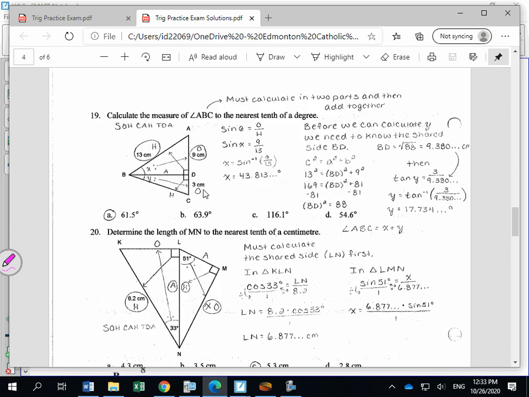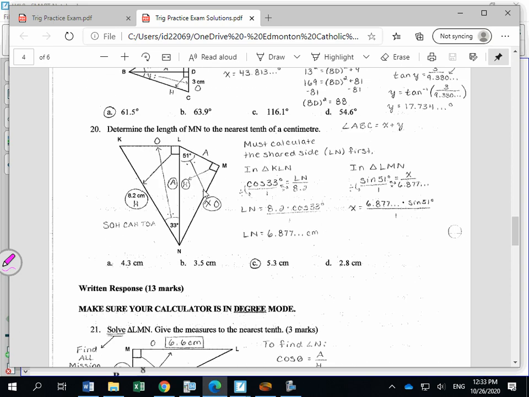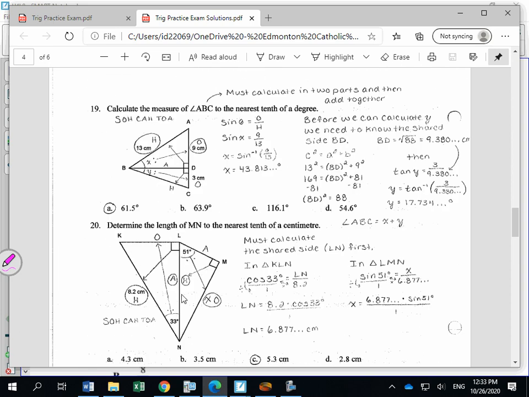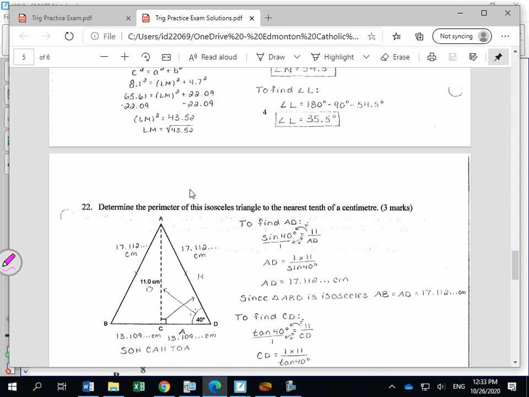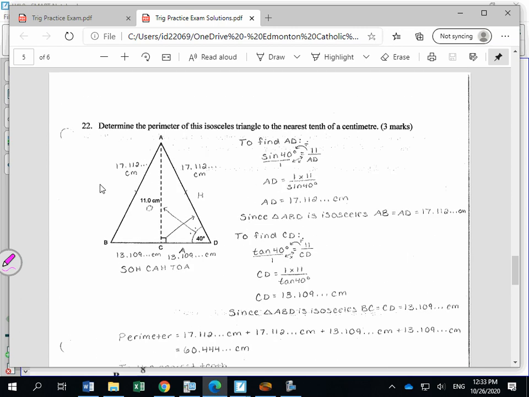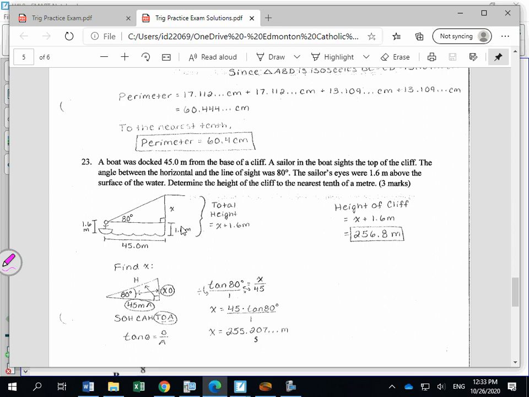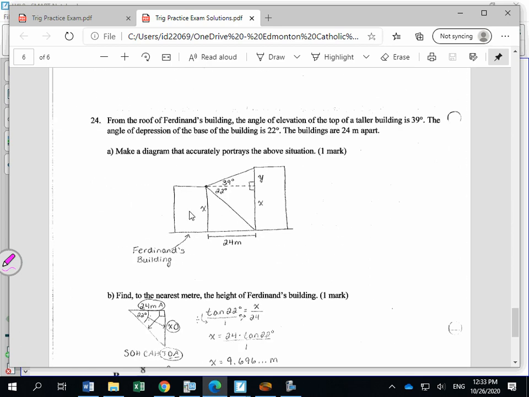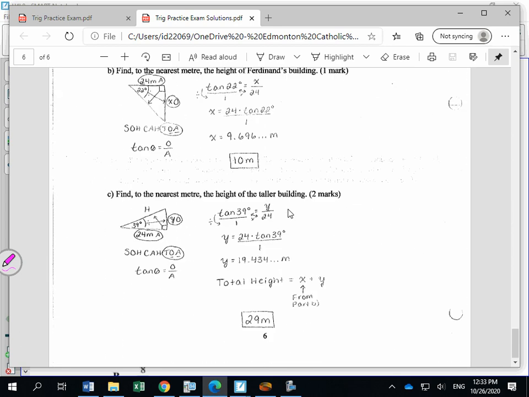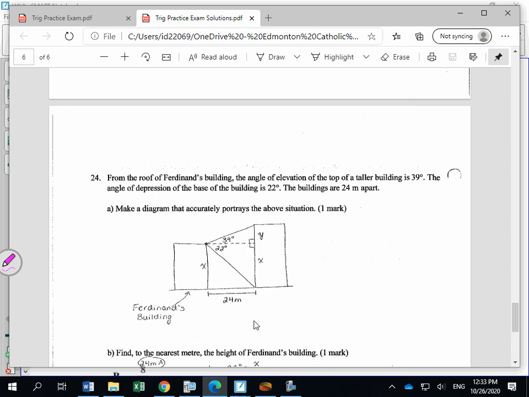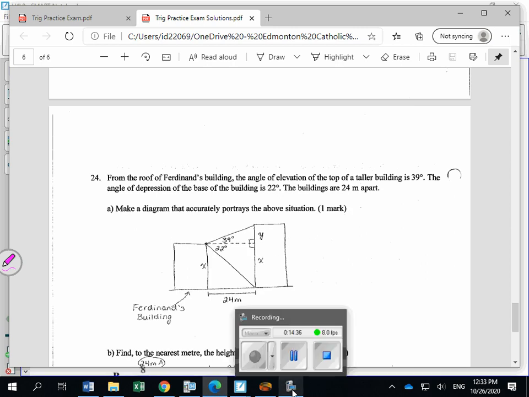And I believe in here, like here's your 2 triangles stuck together, solving the common side. There's an isosceles question, so that's good for your test. And then here's your 2 buildings. Okay, so you'll get all of this done today. And that's it for the last lesson.